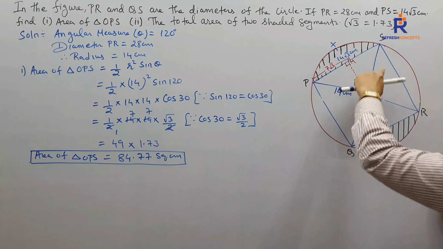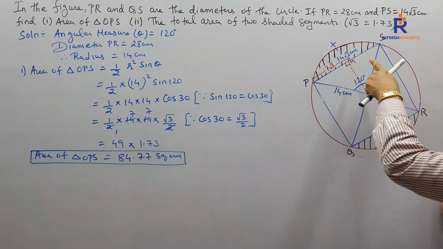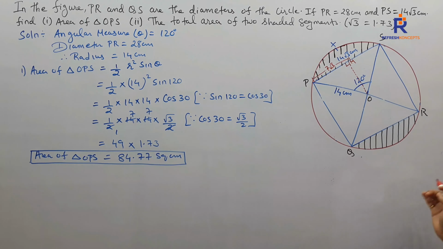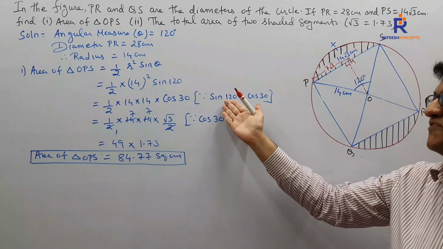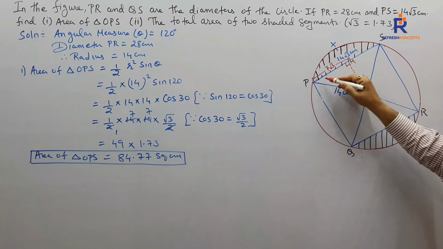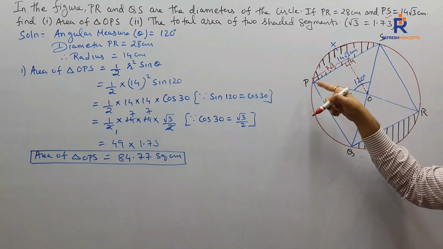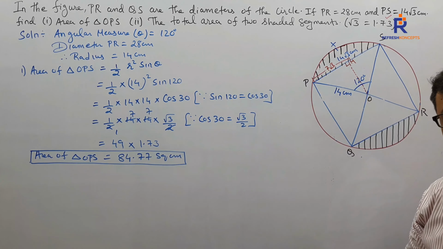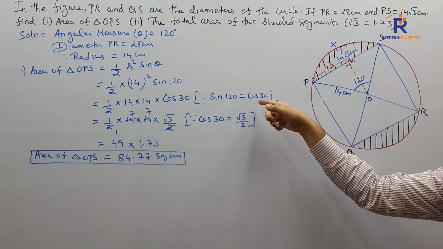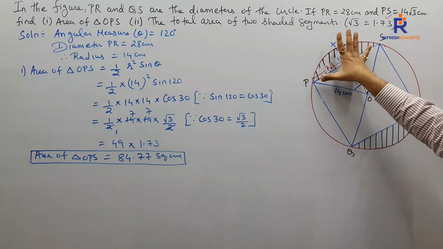In context to triangle POS, OM turns out to be the height, PS as a base. Area of triangle is half into base into height. For those people who are not making use of sine 120 as cos 30, this would have been answered and you would have taken PS into account. We are not taking PS into account because we are going with sine 120 as cos 30. If your curriculum doesn't allow you, then this is your base, this is your height.